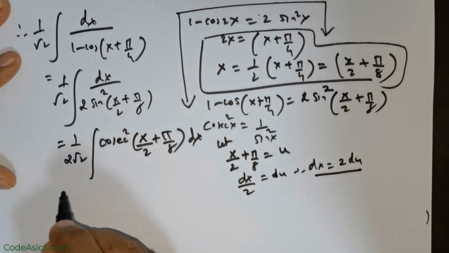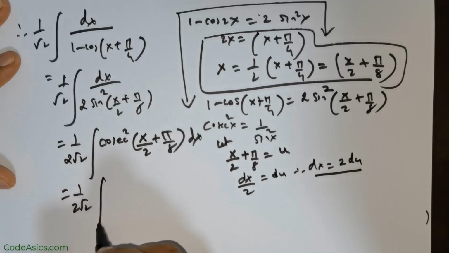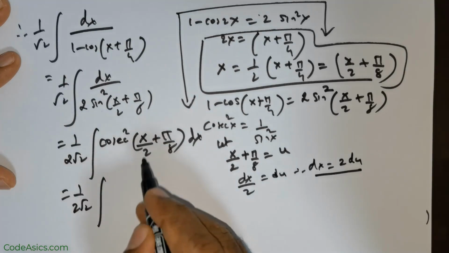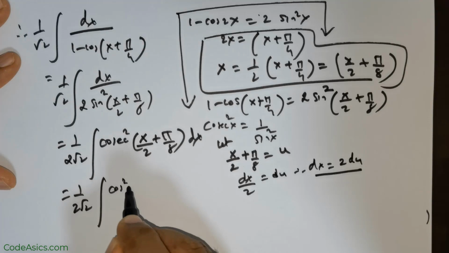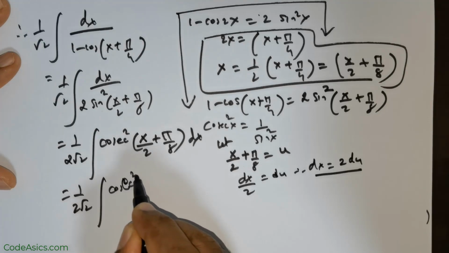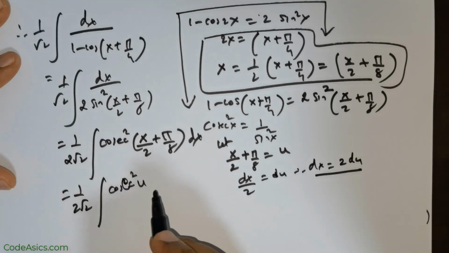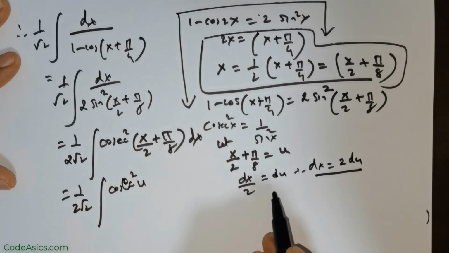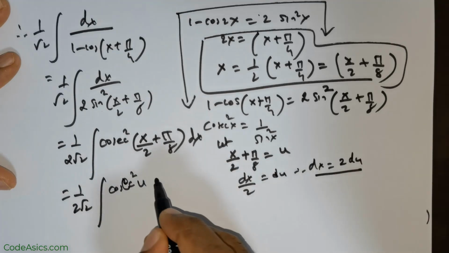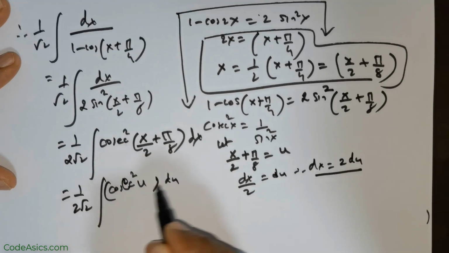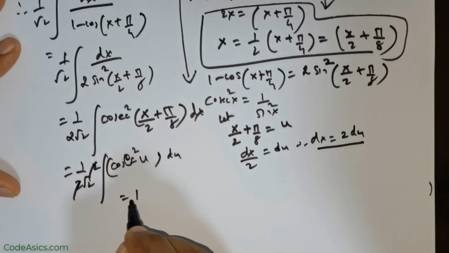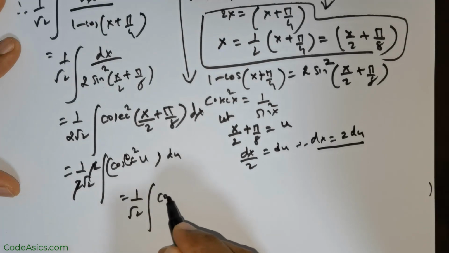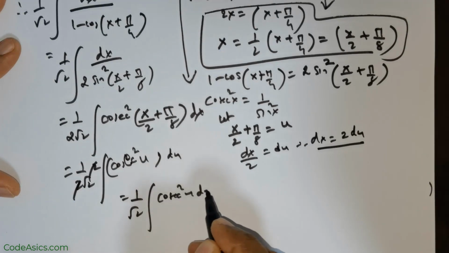So substitute that: 1 over 2 times root 2, in place of x/2 + pi/8 I get u, so this is cosecant squared u. In place of dx you have 2 times du. So I place du here and I'll place 2 here. The 2 can be cancelled, giving me 1 over root 2 integral cosecant squared u du.